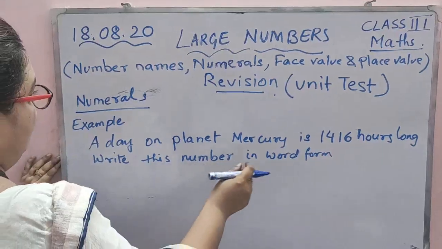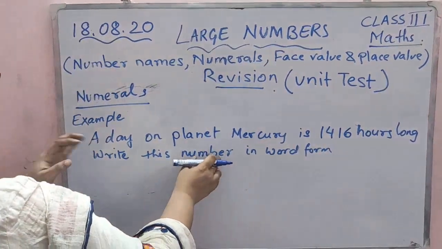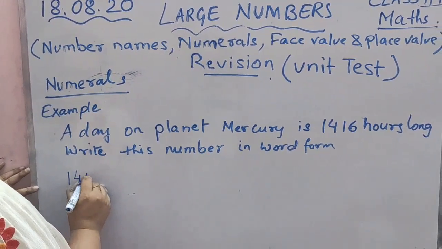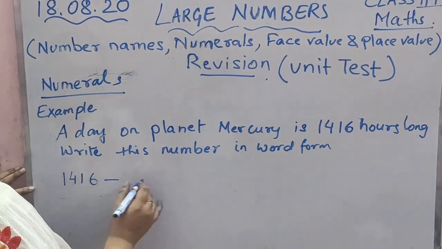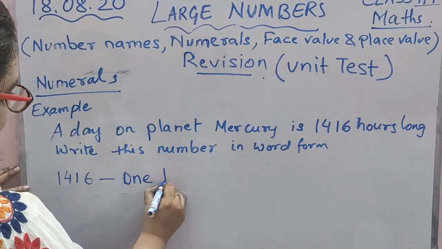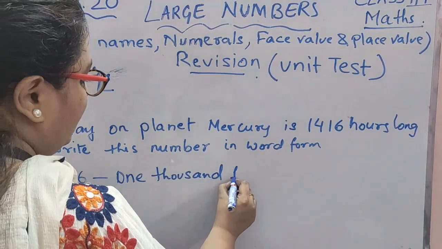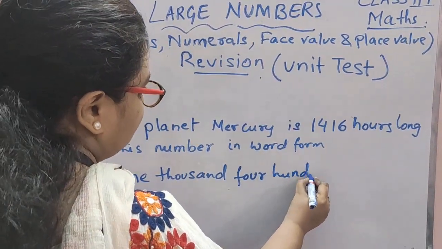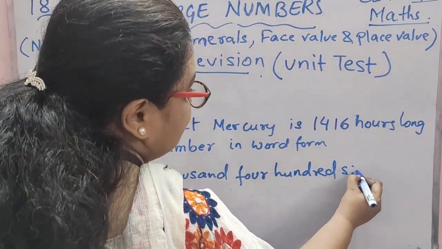So first you write this number for which you have to write the number name. Okay, first you write that. So you write the number name for this numeral 1000 400 16.